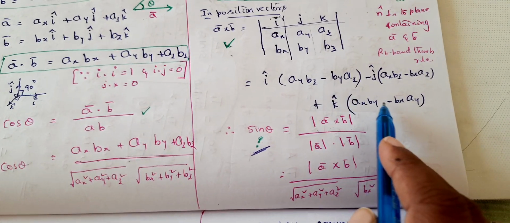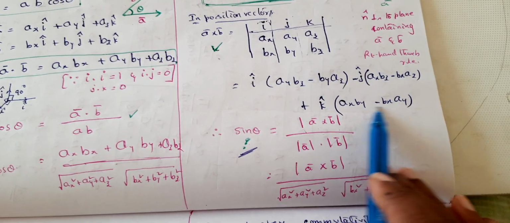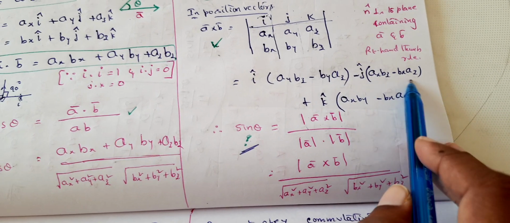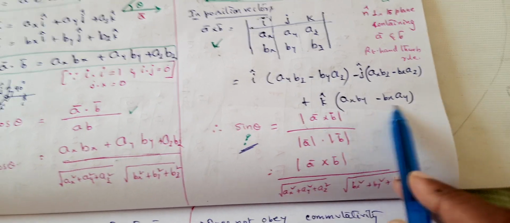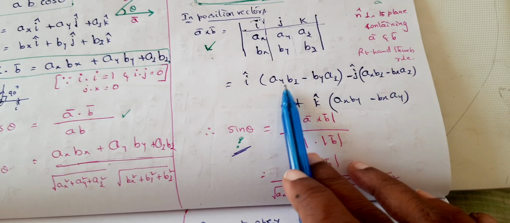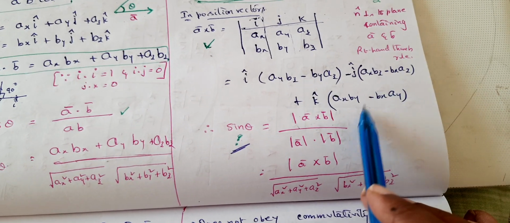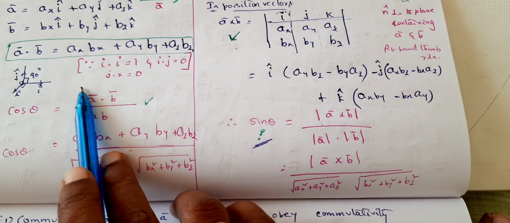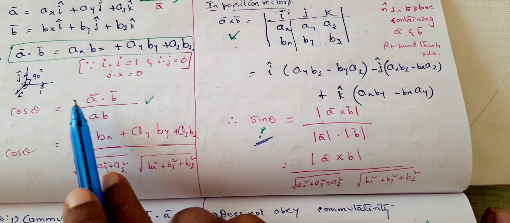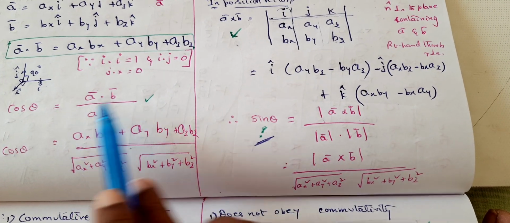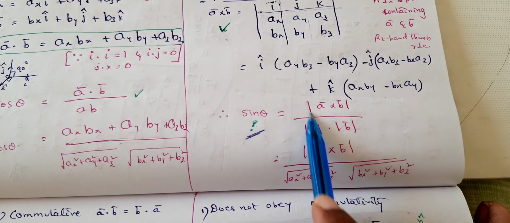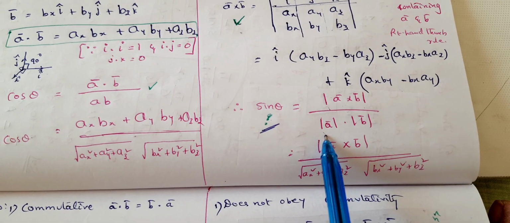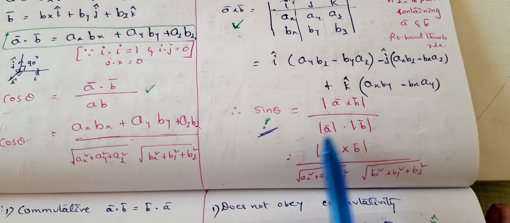First find out a bar cross b bar like this. You got a position vector. Now find out the magnitude of this. This is the coefficient of i, this is the coefficient of j with minus sign, this is the coefficient of k. Now this square plus square of this plus square of this gives you the magnitude. That's the difference. See, you have not put a modulus here. This is just a bar dot b bar because it's a scalar value. But here this is a vector, hence you are taking the magnitude of this vector. A bar cross b bar by mod of a bar into mod of b bar, that is a into b.